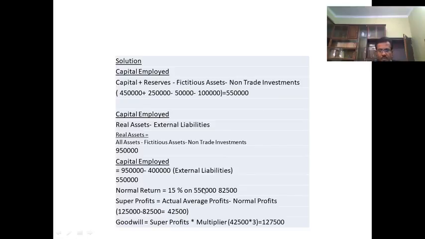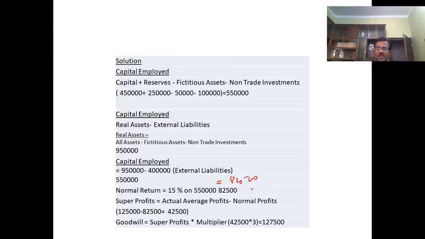15% of 5,50,000 is equal to 82,500. So your actual average profit is given as 1,25,000. That means all other firms operating at the same level, doing the same type of business, earn 15%. So if I apply 15% on my capital employed, I get 82,500.